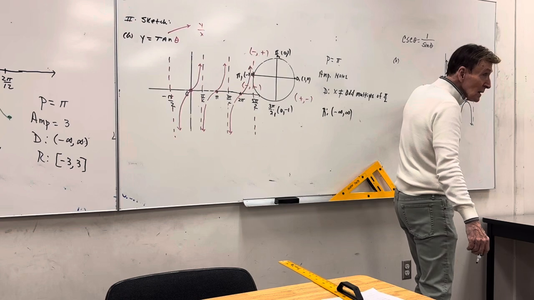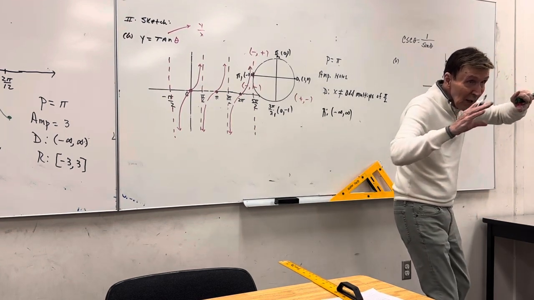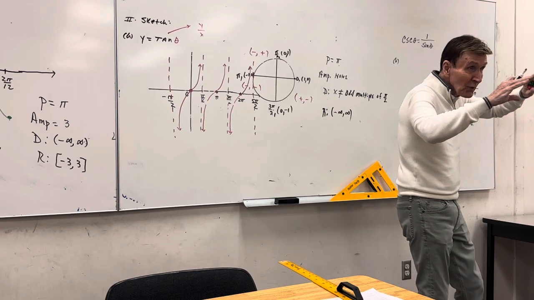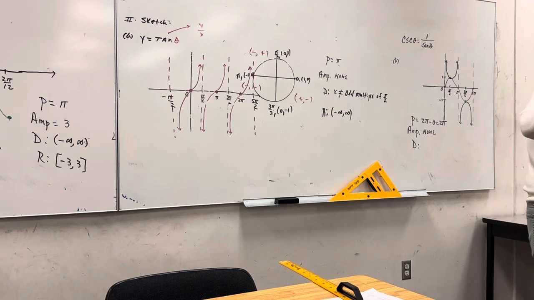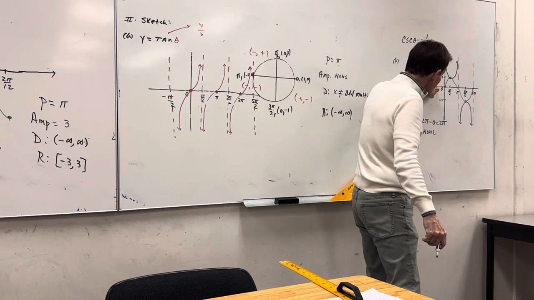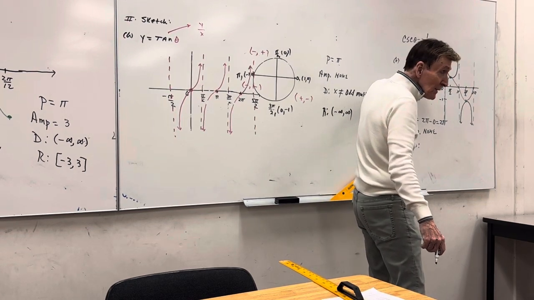pi, 2 pi. Can anyone tell me if you should extend the graph beyond 2 pi, where would the next vertical asymptote show up, do you think? 3 pi. Would it be 3 pi? On the left, would it be what? Negative pi, negative 2 pi, negative 3 pi.